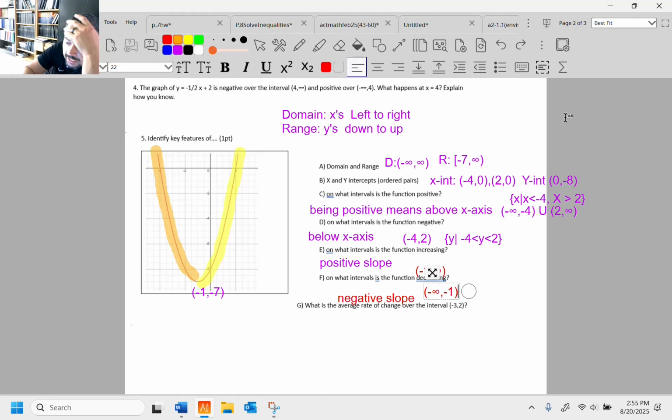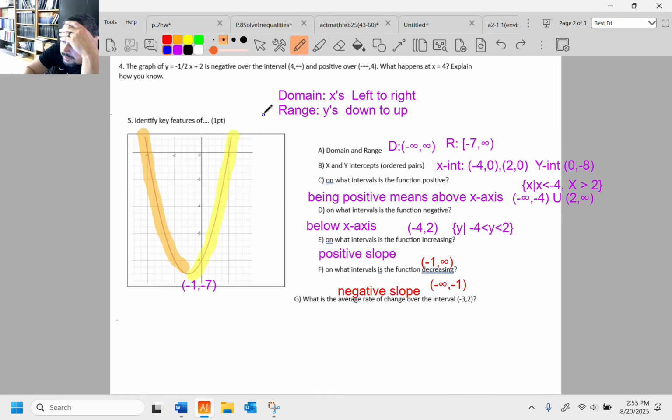G is, what is the average rate of change over the interval from -3 to 2? So what they're really asking here is, what is the slope between these 2 points? So let's find where x is -3. Let's go down to the graph. It's right there. Okay. Let's go to where x is 2. Put a point on the graph. And let's just connect those dots.